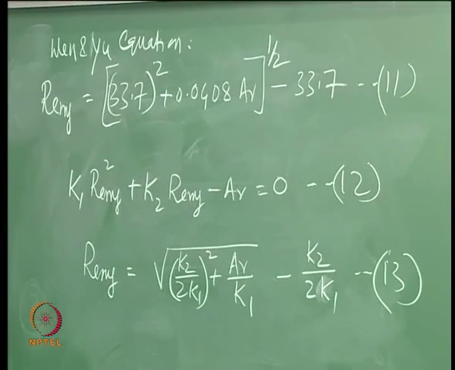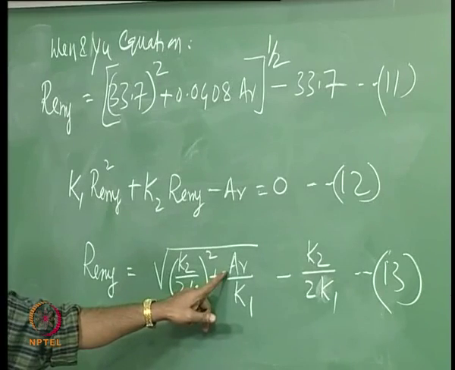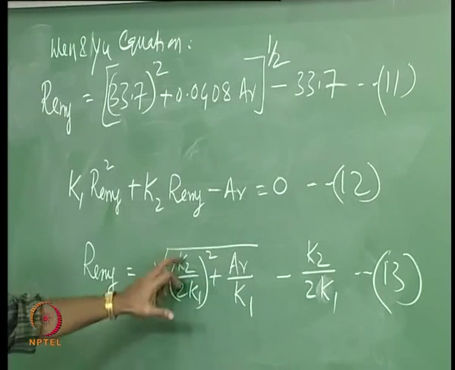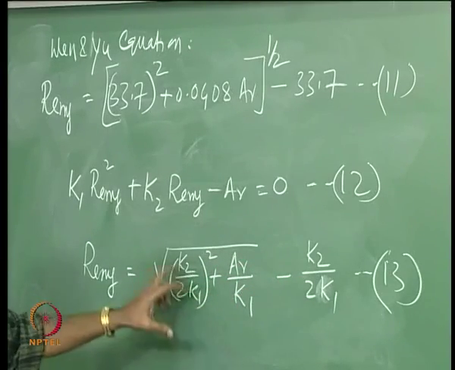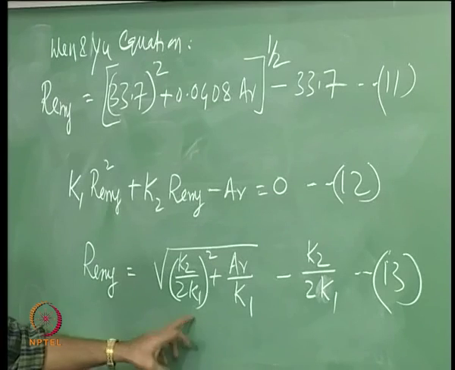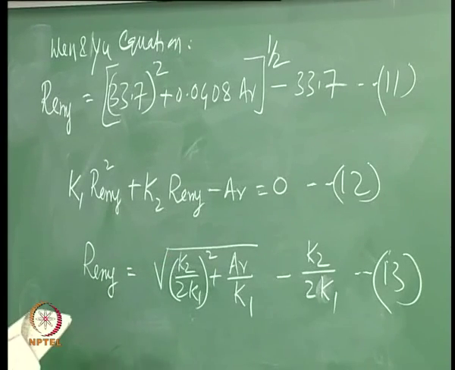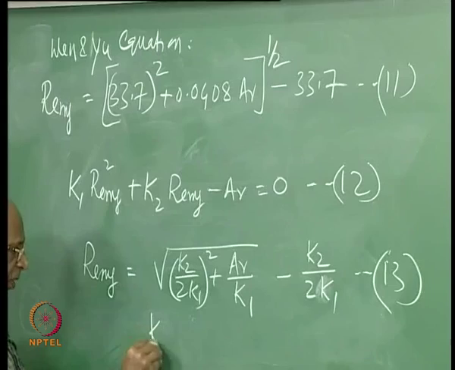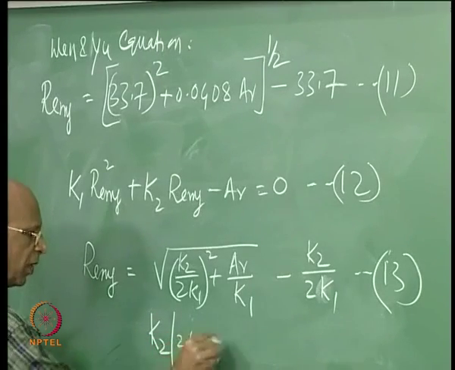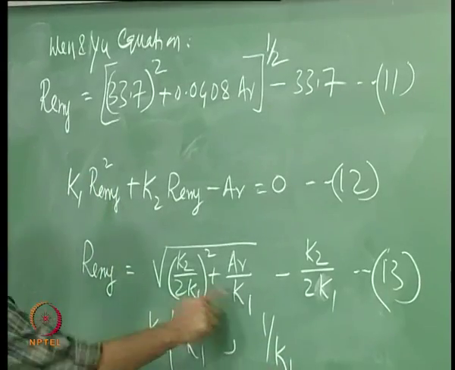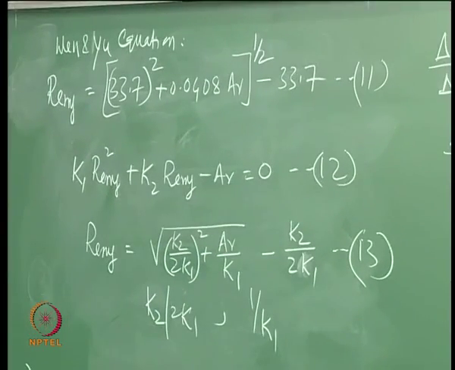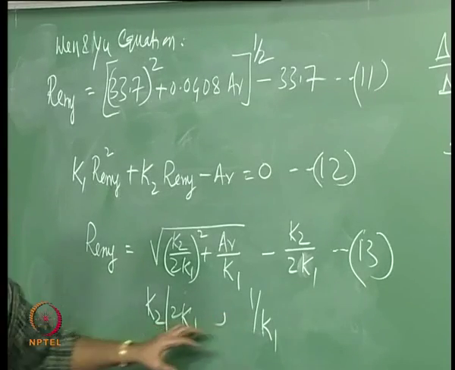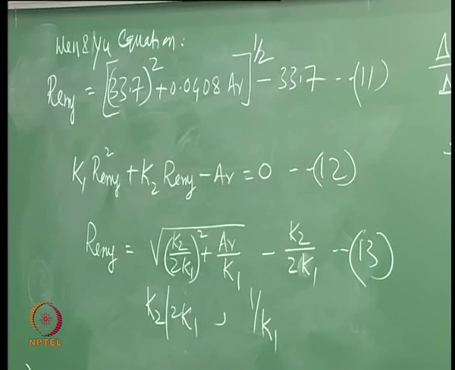Now what they did was, they took all the data that is available for minimum fluidization velocities, because they know the Archimedes number, and then took these ratios k1 and k2 to fix 1 by k1 and k2 by k1. So they tried to fit the data using these ratios: one ratio is k2 by 2k1, the other ratio is 1 by k1. Now we have 7 correlations.